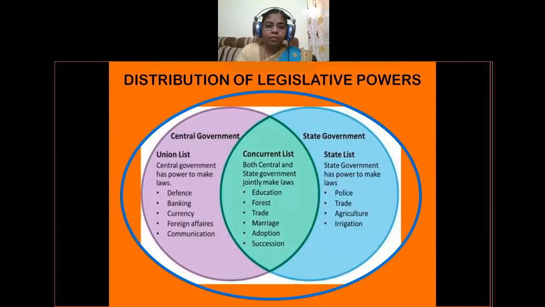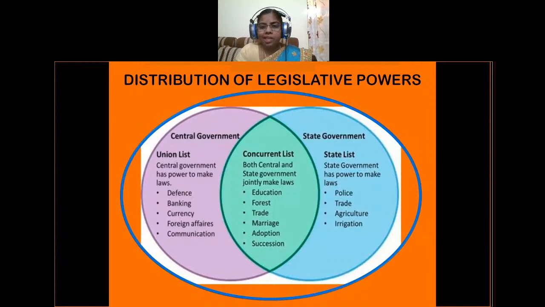For example, defense, banking, currency, foreign affairs, communication, etc. So these are some of the subjects which parliament is having power to make laws on. Next, concurrent list: education, forest, trade, marriage, adoption, succession, etc. Parliament can also make laws regarding these subjects which are mentioned in concurrent list.